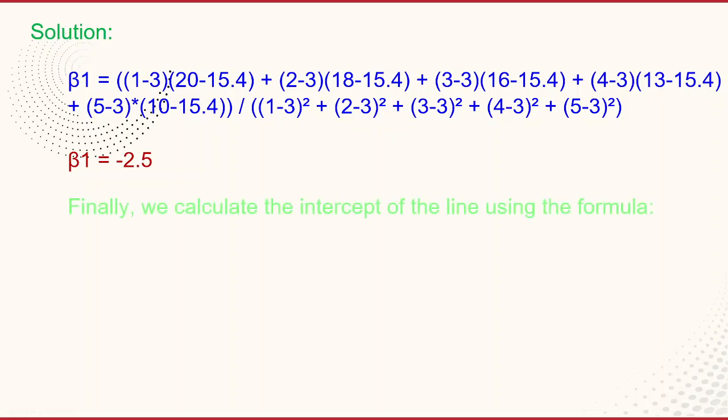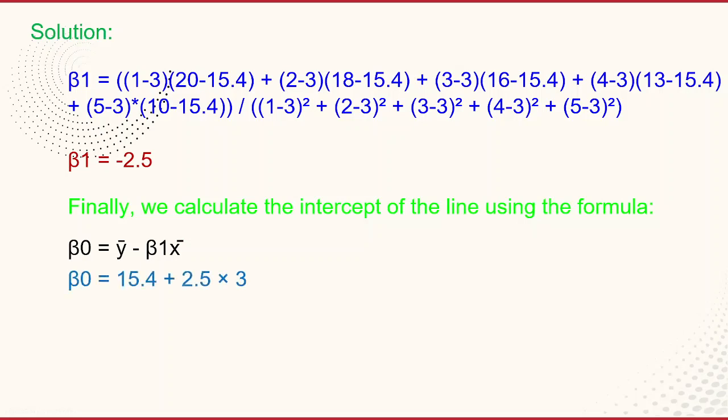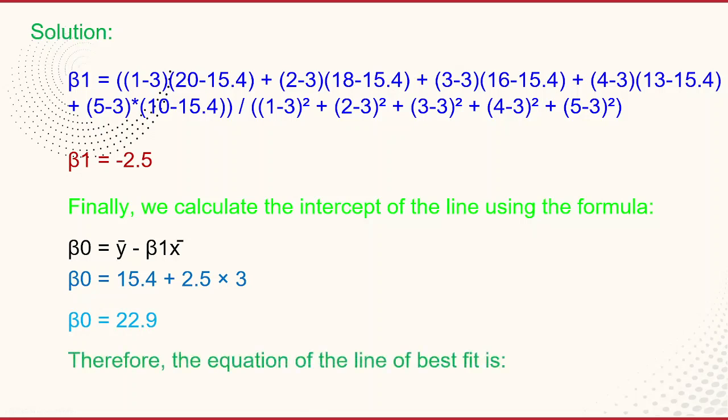So once beta 1 is known, then we can calculate the intercept of the line using the formula beta naught equal to y bar minus beta 1 x bar. So beta naught is equal to the y bar, that is 15.4, minus beta 1, which is minus 2.5, so plus 2.5 into x bar, which is 3. From this you can obtain beta naught, that is 22.9.